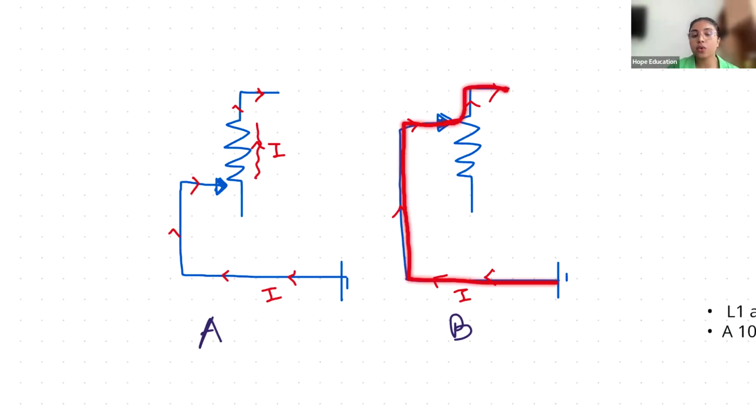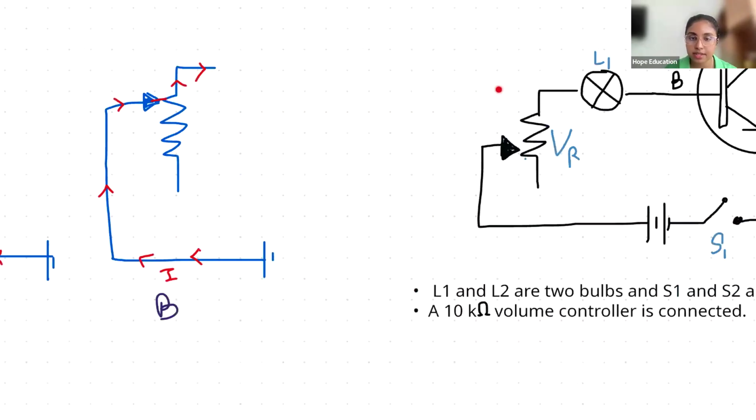So that is how, using the arrowhead, you can change the position. Depending on the position, the resistance can be altered or the resistance can be different. Right? That is what this variable resistor is for.